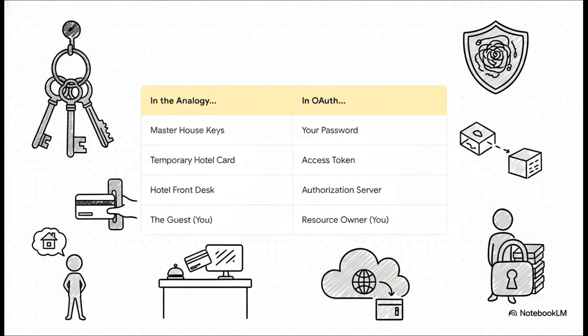Okay, so let's map this out so it's crystal clear. In our analogy, your master house keys, that's your password. The one thing you have to protect at all cost. The temporary hotel card, that's what we call an access token in OAuth. The hotel front desk, the one that issues the keys, that's the authorization server, so think Google or Facebook. And you, the guest at the hotel, you're the resource owner because it's your data we're talking about.